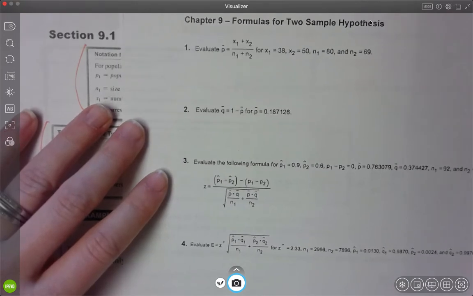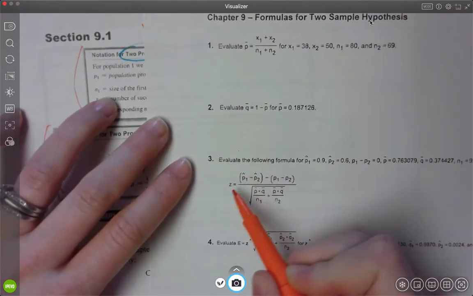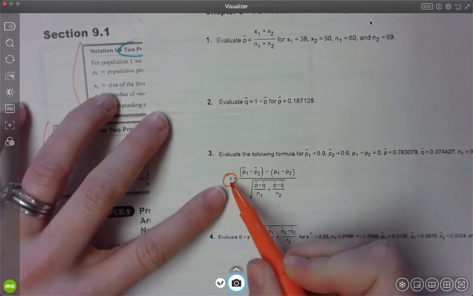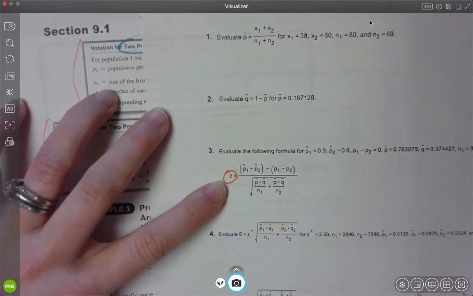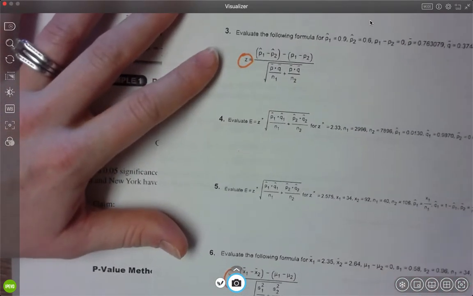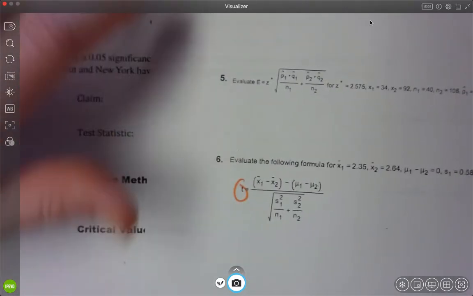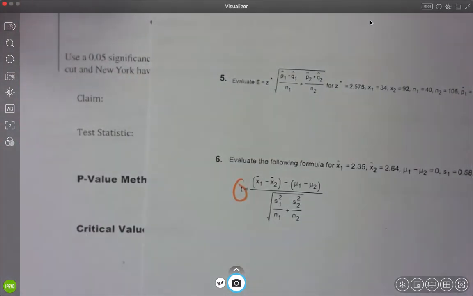These are like your test statistics. When you're solving for z, or solving for t down here at the bottom, these are like computing your test statistics, but the formulas are really nasty, so they want to make sure that you know how to type those in right. Okay, we're going to start up here.